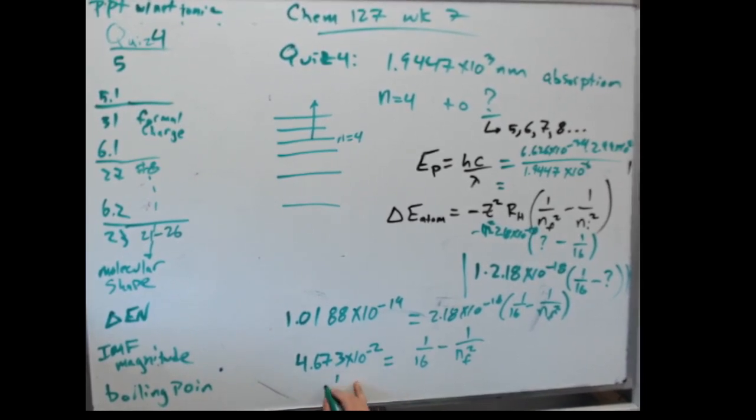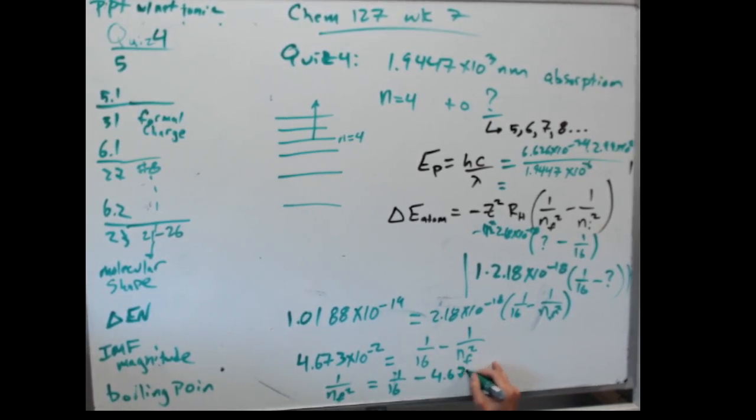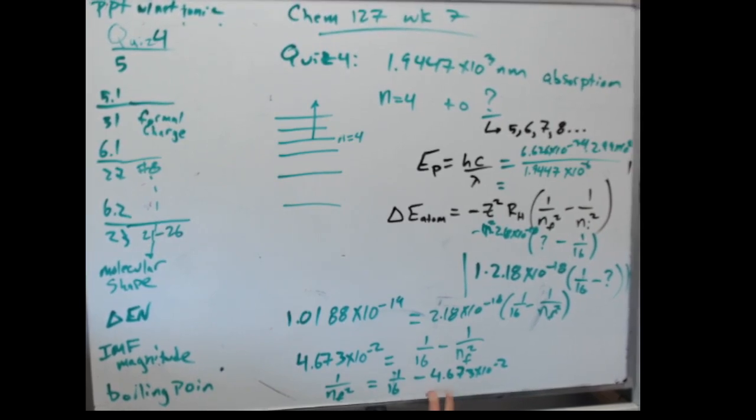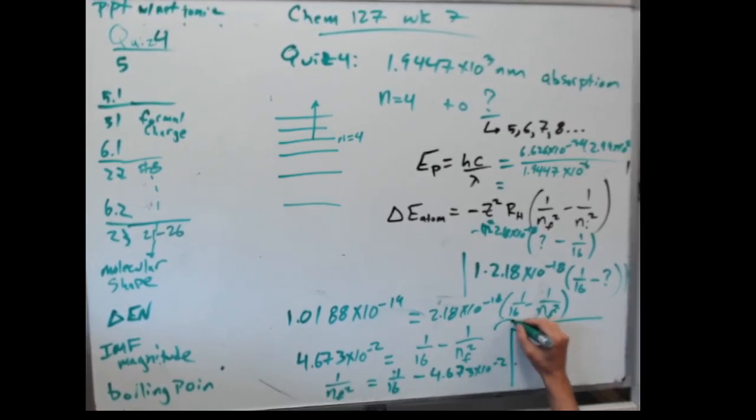So I end up with 1 over n final squared is equal to 1/16 minus 4.673 times 10 to the minus 2. And I'm going to go ahead and calculate what this side over here is. Negative plus 1. And I get a value of, I'm just going to continue over in this box.